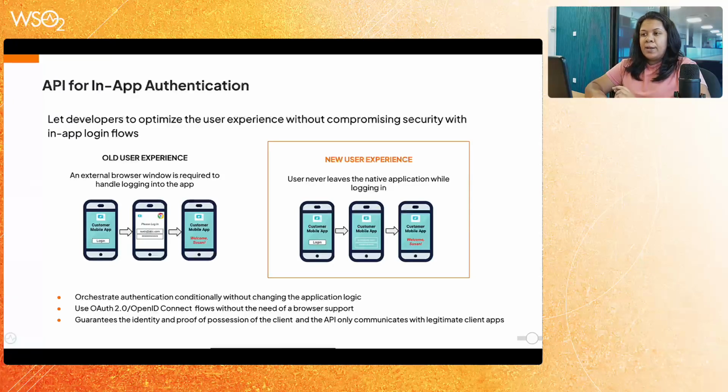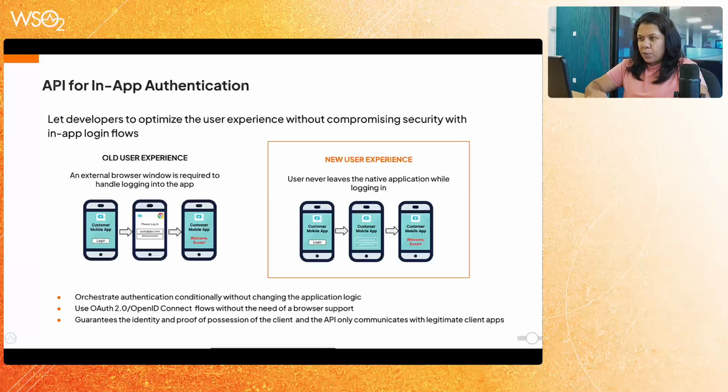Third point is that Identity Server 7 supports assuring proof of possession of the client, seamlessly integrating with app attestation mechanisms provided by platforms. For instance, it can integrate with attestation services offered by iOS and Android to authenticate the mobile client.